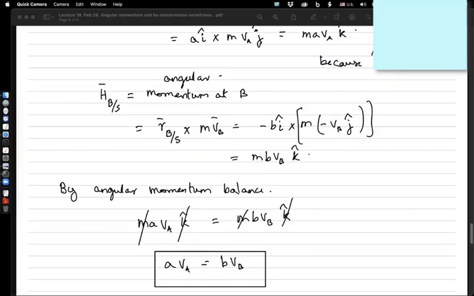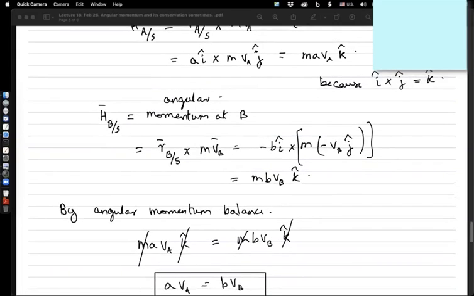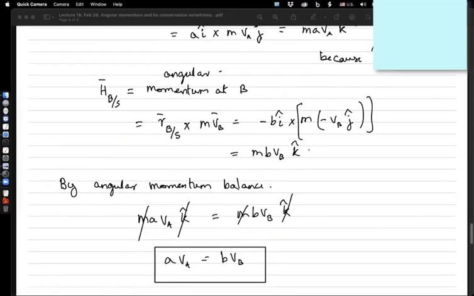And then we can equate this angular momentum to this angular momentum. We can cross out the m's, cross out the k's. And we have a v_A equals b v_B. So that's basically the relationship between v_A and v_B.